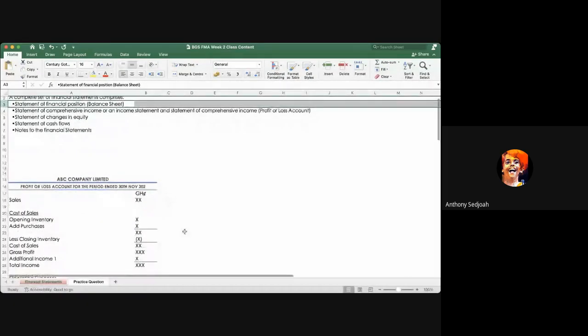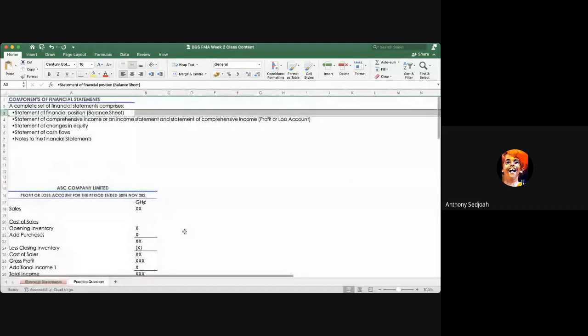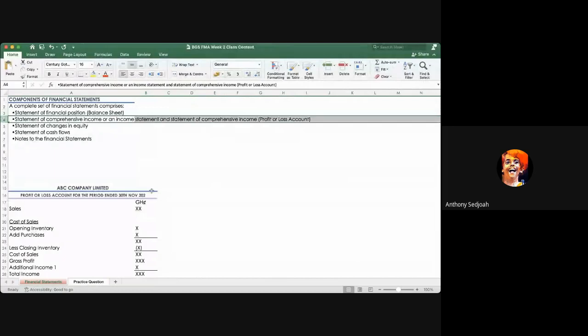And then we have the income statement, which is also called the profit or loss account. For that one, you find your income or revenue there, and then your expenses. And that statement is telling you that this is your profit or this is the loss that you made. So while the balance sheet is telling you your net worth, the income statement or the profit or loss account is telling you how much profit or loss you have made in a particular period.